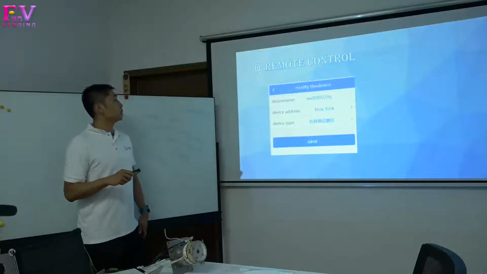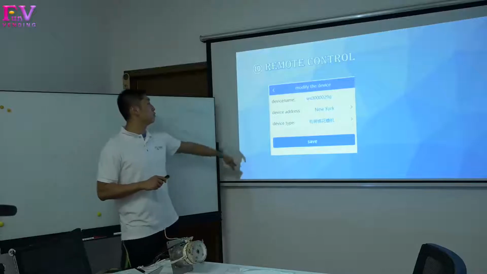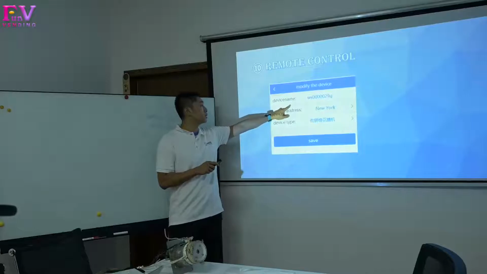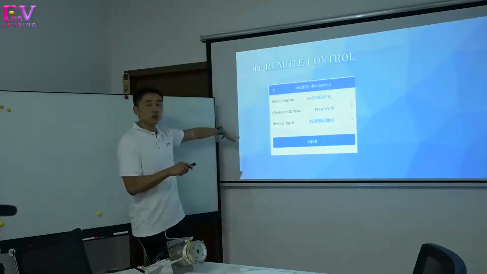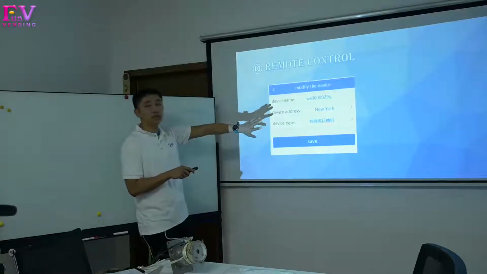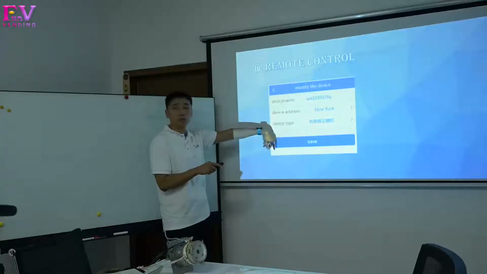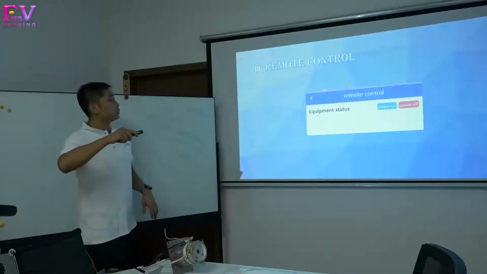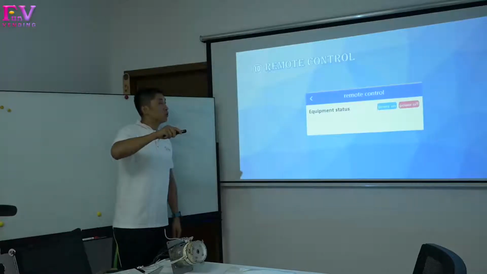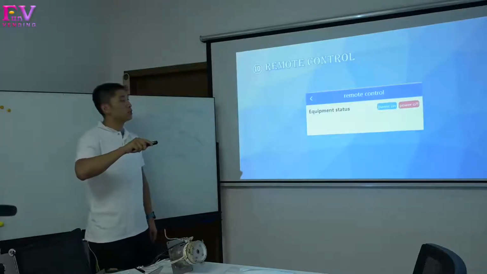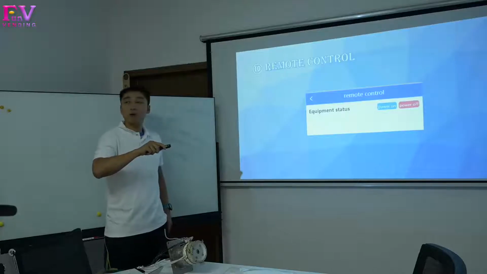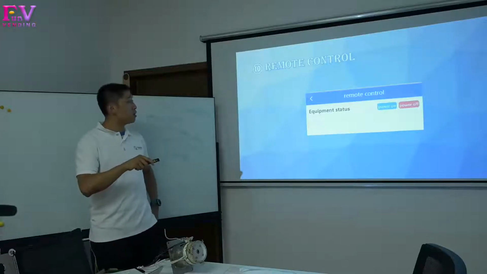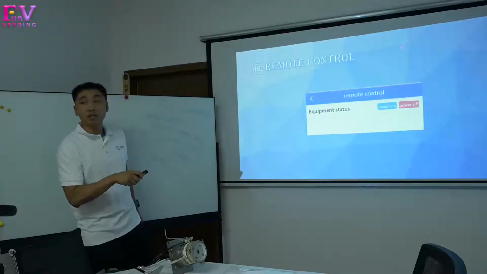We are going to change the modified device. The device's name is here. The device's address is the location, and the device's type is what kind of candy content. This one is for the screen, the candy content machine with the screen. The next one is remote control. So for the equipment data, you can send power on and power off. You can select it.